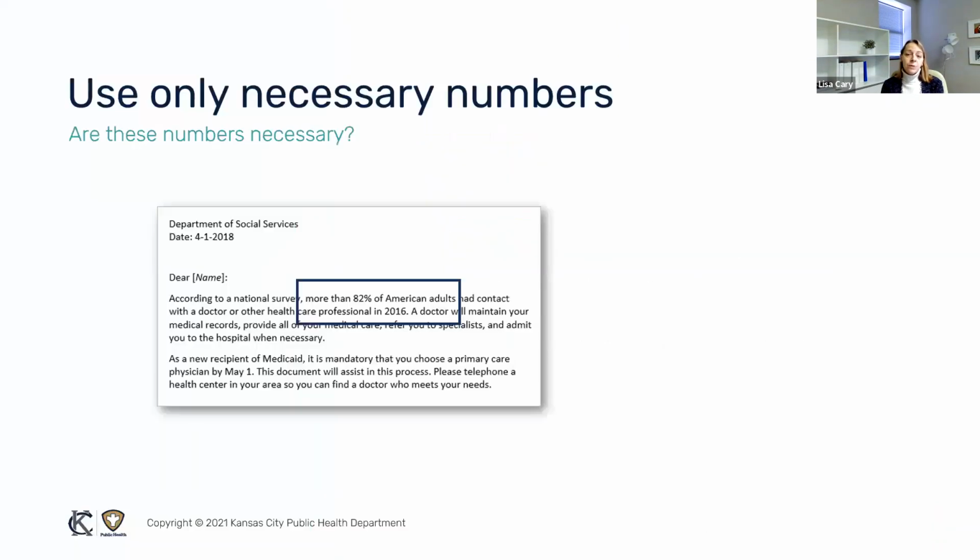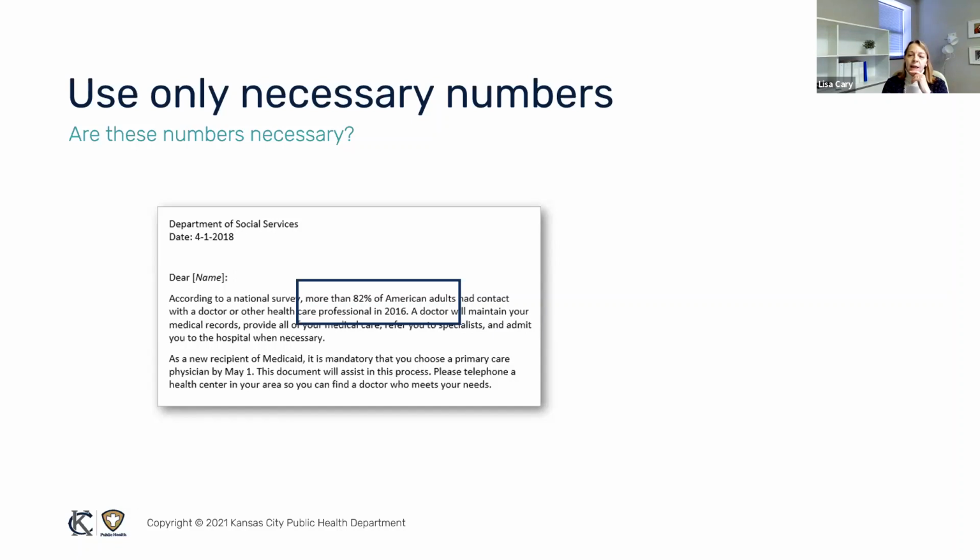Okay, so the first one is to use only numbers that are really necessary, such as numbers that will help readers make a decision or help them take action. Don't ignore numbers. Instead, think back to your purpose and your audience as the first thing that you do in this process, and then decide which numbers will be helpful for your audience. So let's look at some examples.